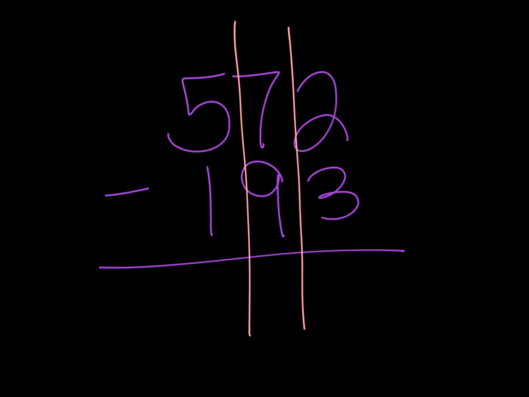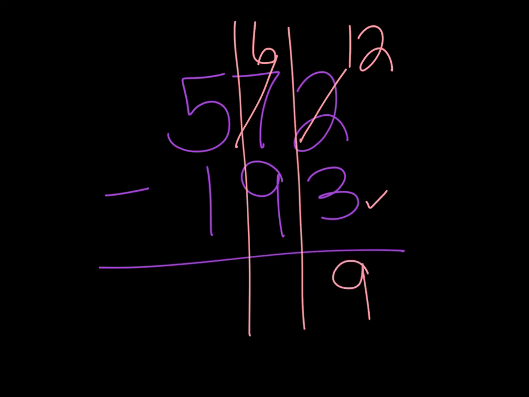Okay, write this one down. 572 minus 193. We're going to start over here at the ones column. We're going to check to see if the bottom is bigger. It is this time, so I'm going to go next door. The 7 is going to become a 6 because I'm taking that tens bar and I'm breaking it up into ones and I'm giving it to the ones column. So I have 12 minus 3 is 9.